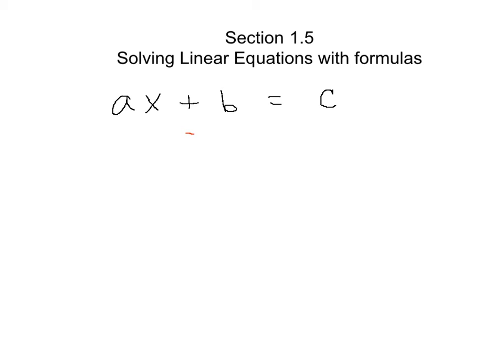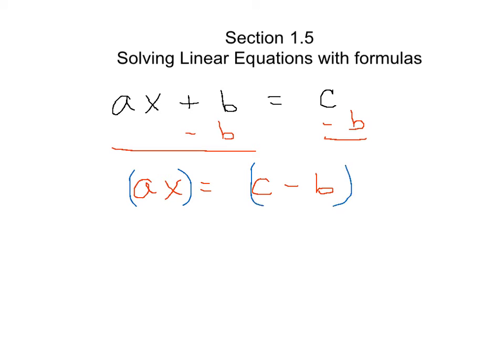What I'll do is simply subtract b from each side. And that leaves me with ax is equal to c minus b. All right, now I want to get rid of that a. So what I'm going to do there is simply multiply each side by 1 over a. So everything I'm doing is exactly what I've done before. And finally I have x is equal to c minus b over a.